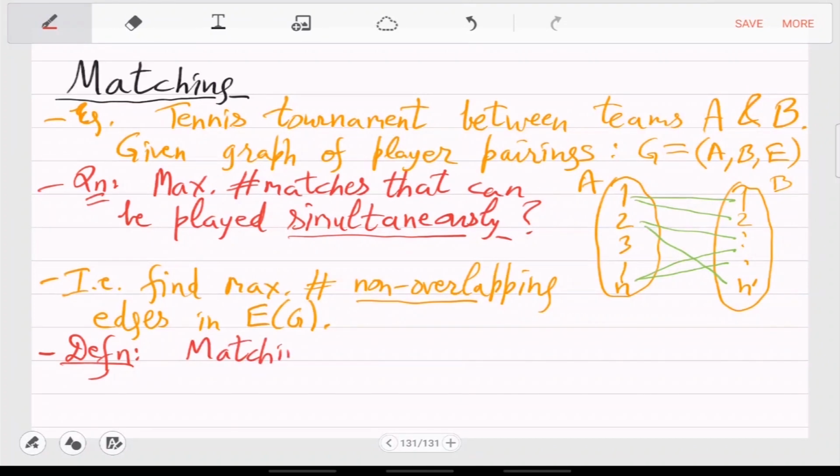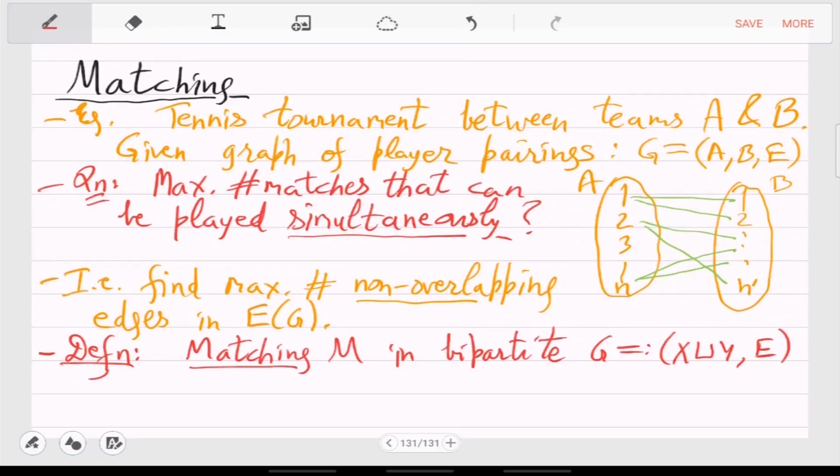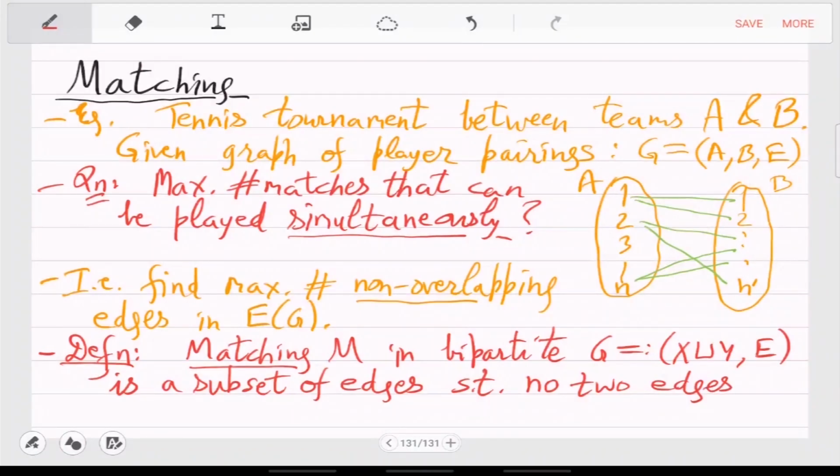So matching M in a bipartite graph, with X, disjoint Y and the edges across, is a subset of edges such that no two edges share a vertex. Okay, so that is what is a matching.